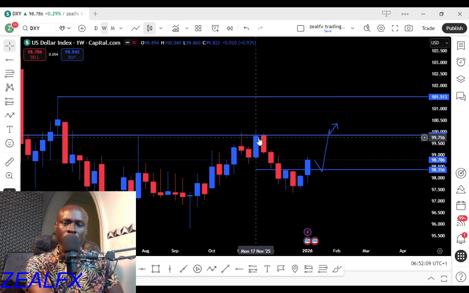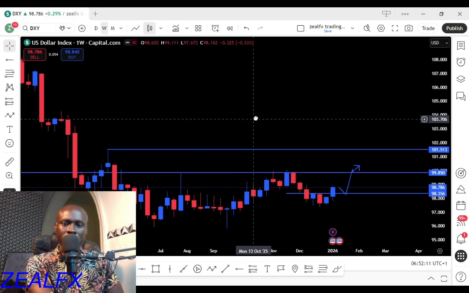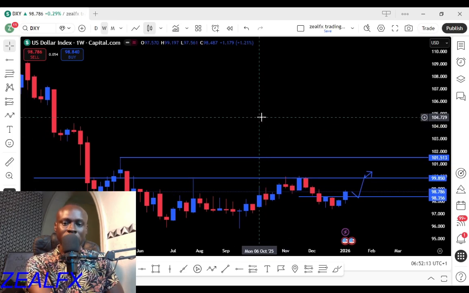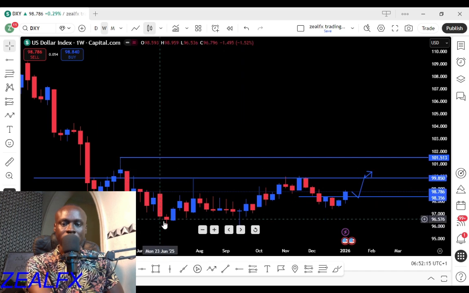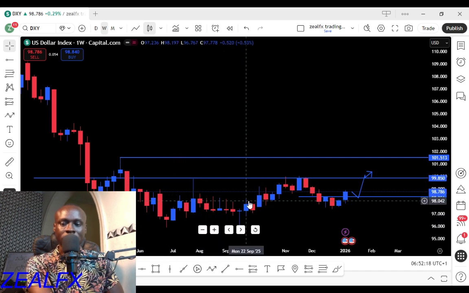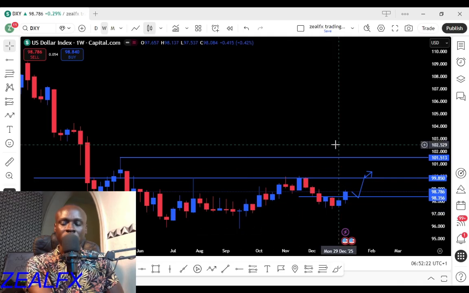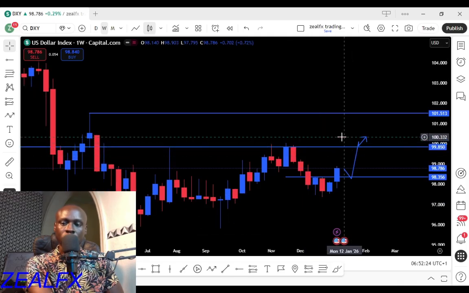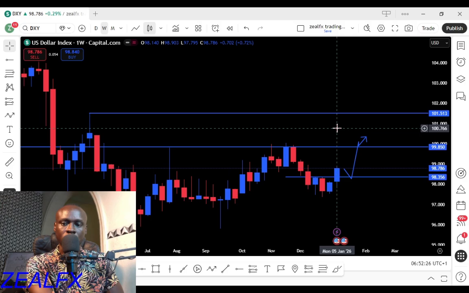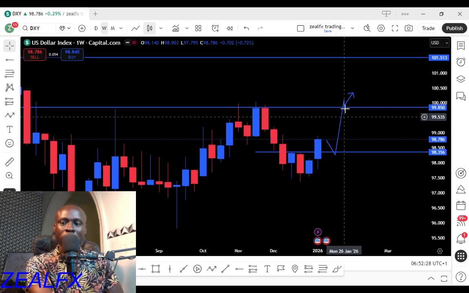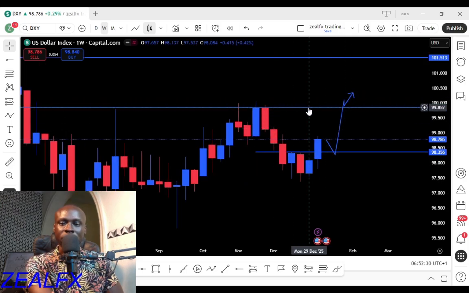So let's look at the structure of the DSY on the weekly chart. On the weekly chart, you can see price is creating an inner structure move, which is a lower low and a series of higher lows, which indicates a bullish trend, but it's an inner structure move for the DSY on the weekly chart. So we expect price to move to this next resistance level this coming week.